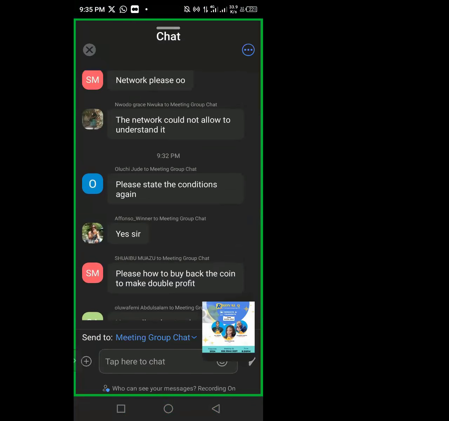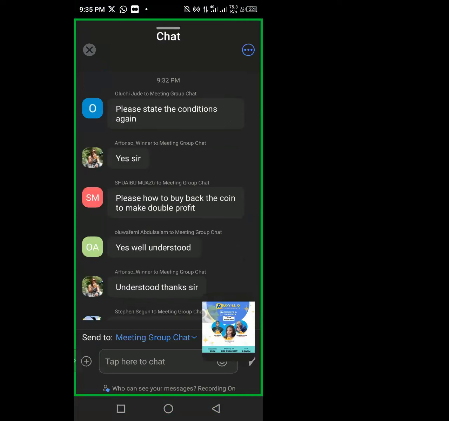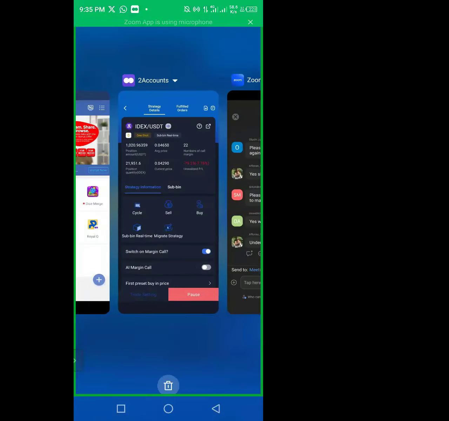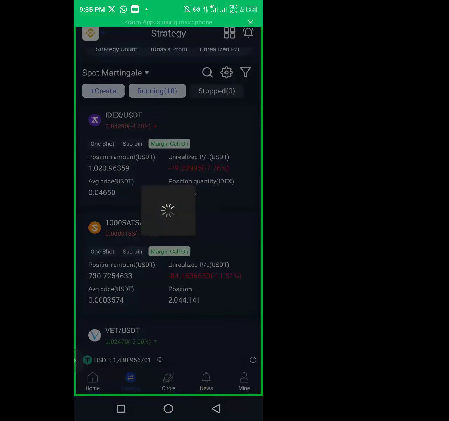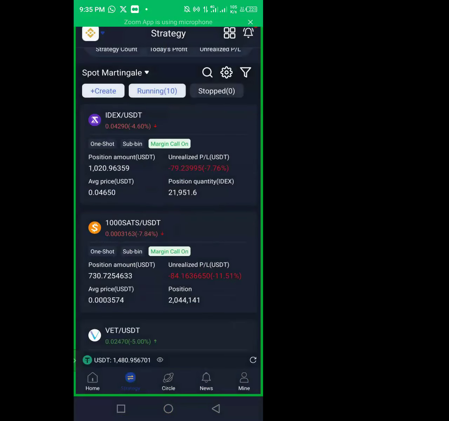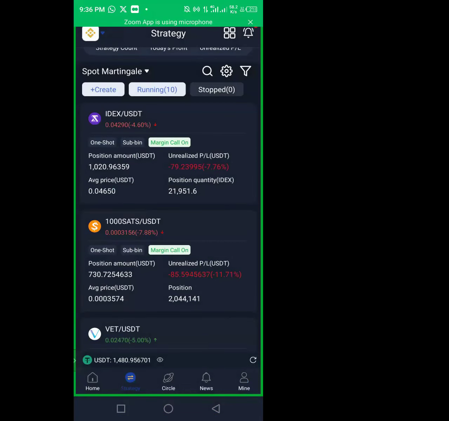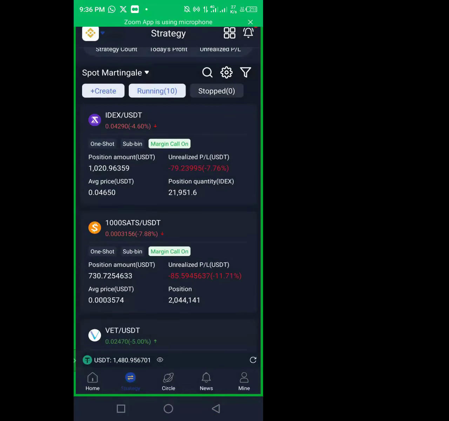Please state the conditions again. Okay, I should state the conditions again. Number one, we check our spare USDT. Look at it below. You see your spare USDT below. We check if we have enough spare USDT, you understand? If we have spare USDT, number one.